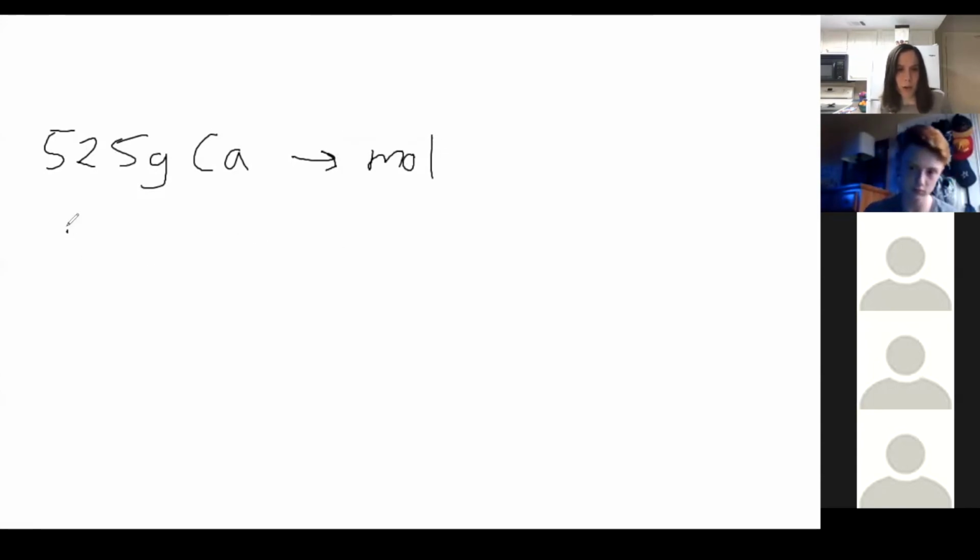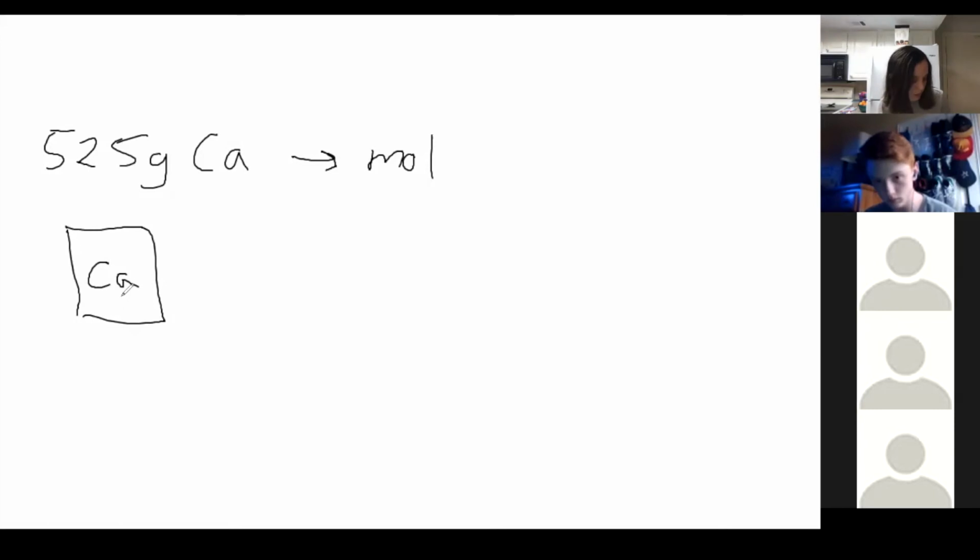So we need to go to the periodic table, look up calcium, and what we'll see below calcium is 40.08. Now your periodic table might have more decimal points. It depends on the kind you have. Some have 2, some have 5 decimal points. It really doesn't make a difference at this point. Just use whatever you've been given.